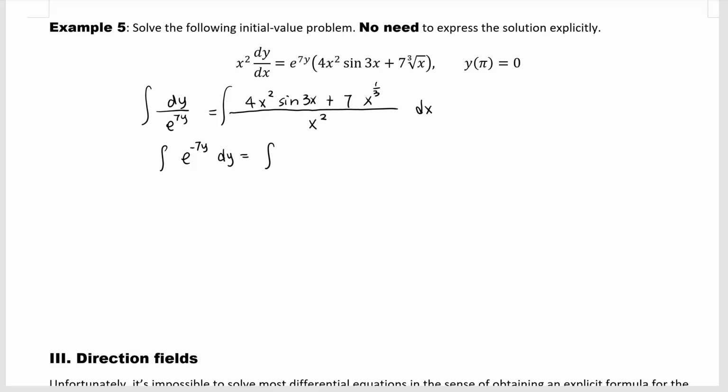Okay, how about the right? Remember, we don't have a quotient rule, and this is not a rational function. We cannot use partial fractions, but actually you can simplify it, right? After you split, in the first term the x squared cancels. So we have 4 sine 3x plus 7 x to the 1/3 over x squared. That is like x to the 1/3 minus 2. Do you know what is 1/3 minus 2? That is like 1/3 minus 6/3, so -5/3.